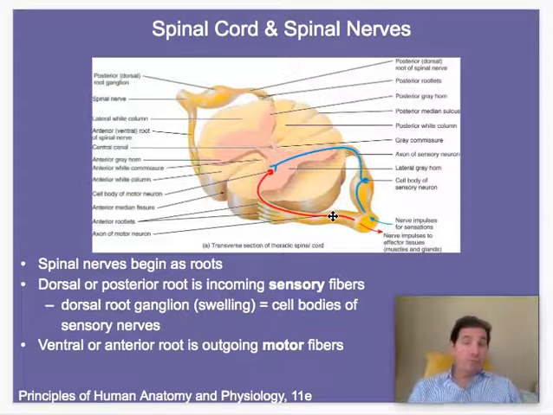Basically, if you look at this image, you might notice something very interesting. The dorsal root is blue. The dorsal root has this bulge. The bulge is actually where you have the cell body of that neuron. And then the axon extends from there to the middle of the spinal cord.